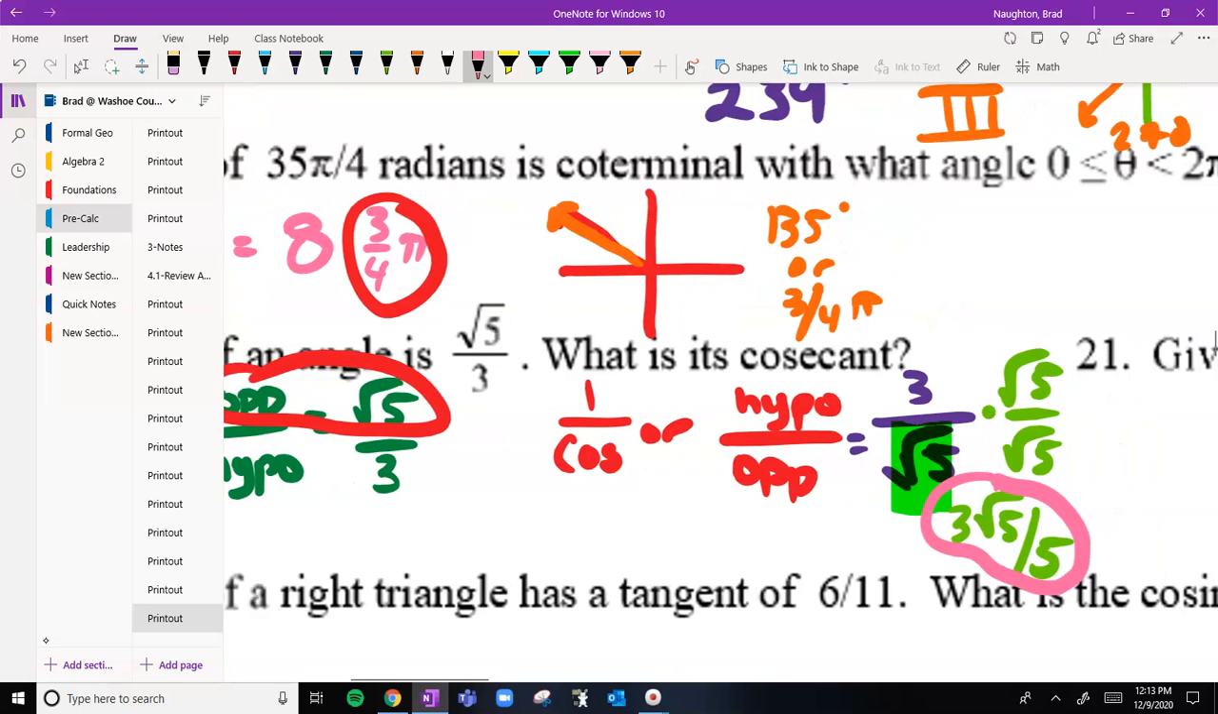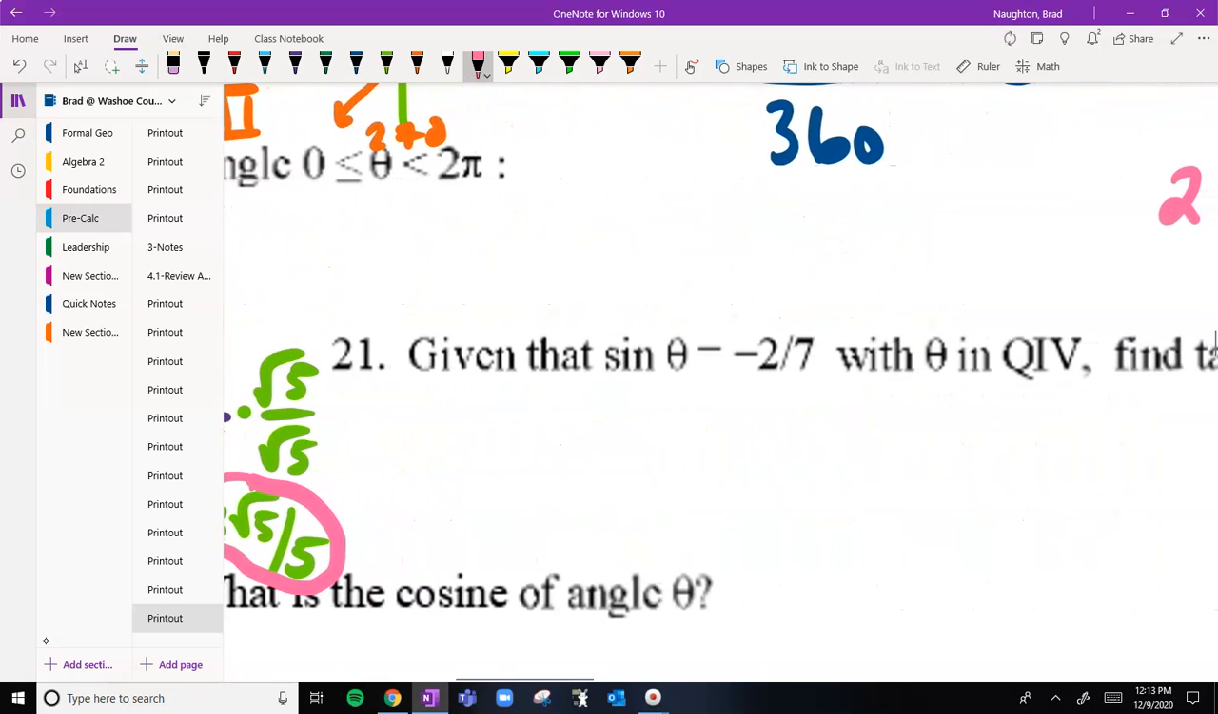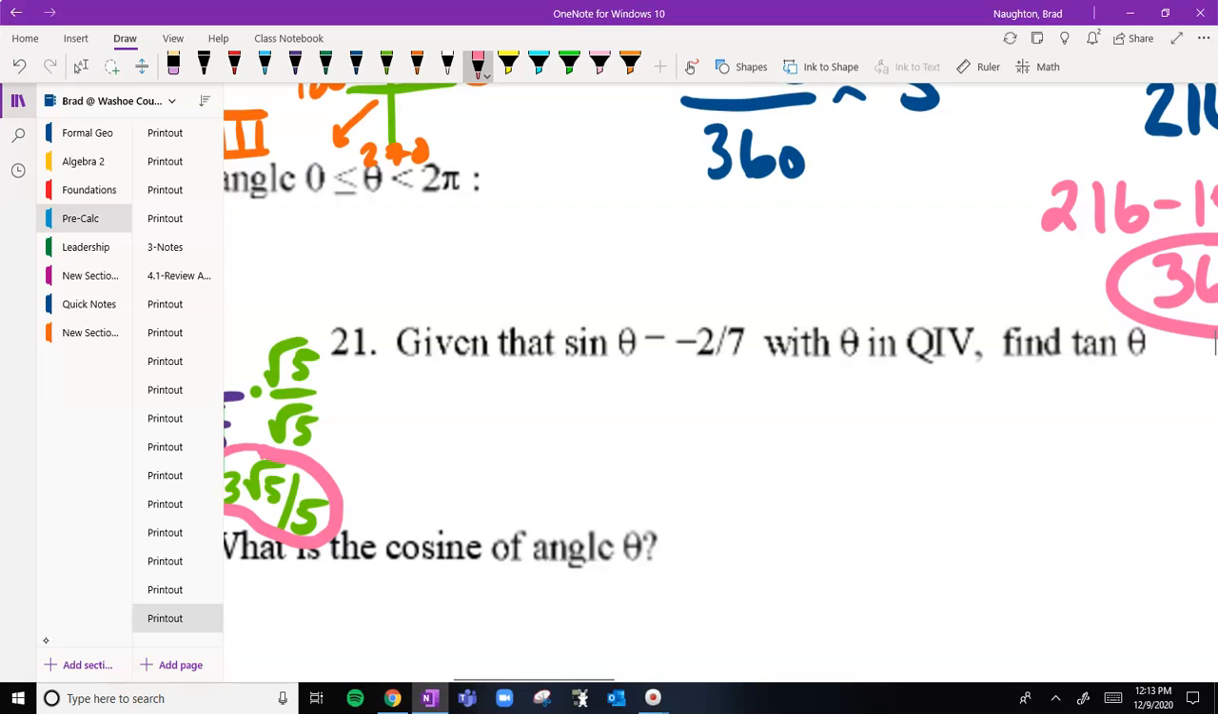Alrighty, so the sine is equal to negative 2/7. So once again, sine is going to be negative 2 divided by 7, and theta is in quadrant 4.